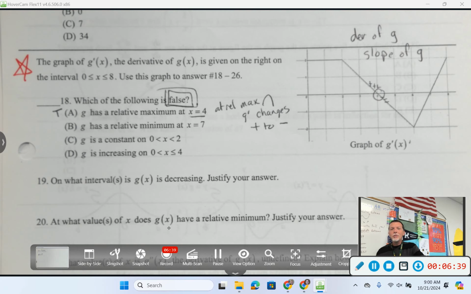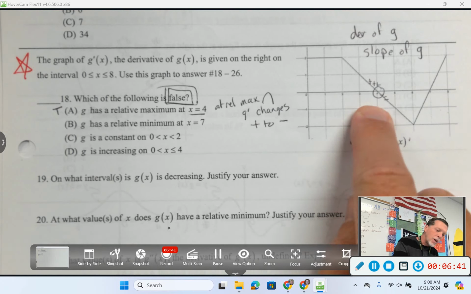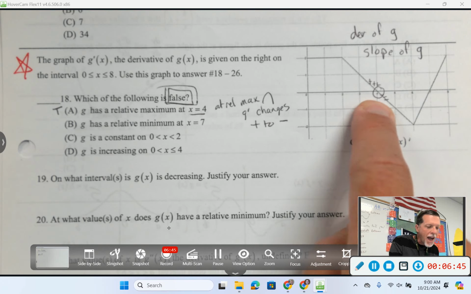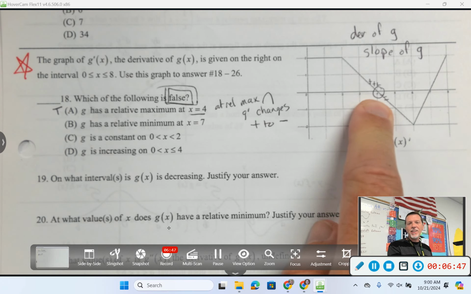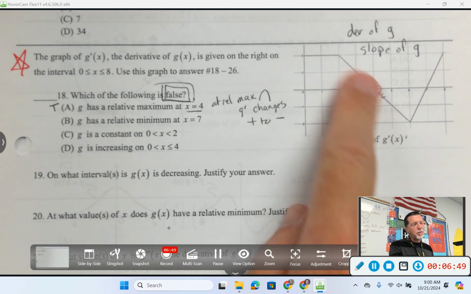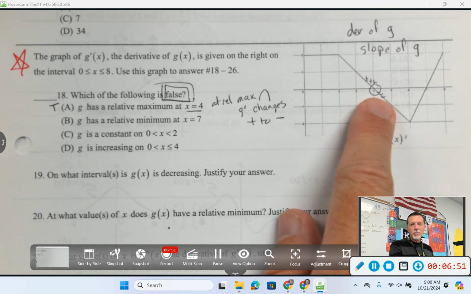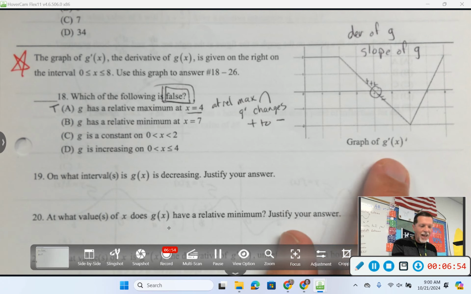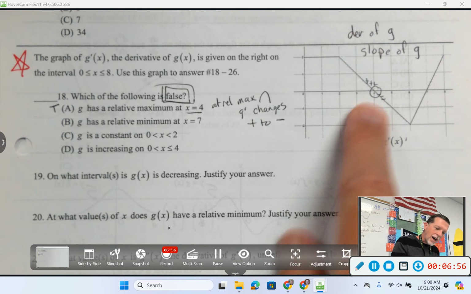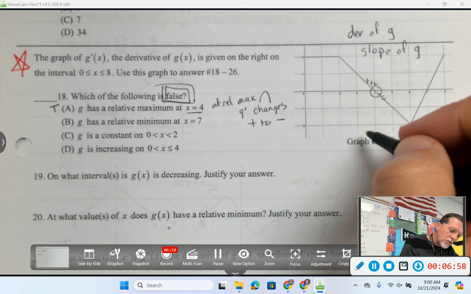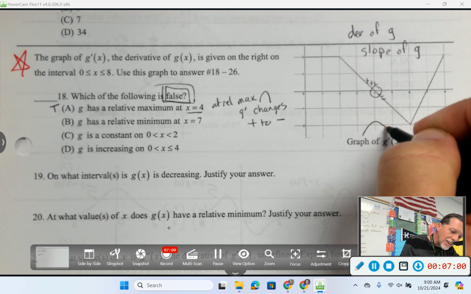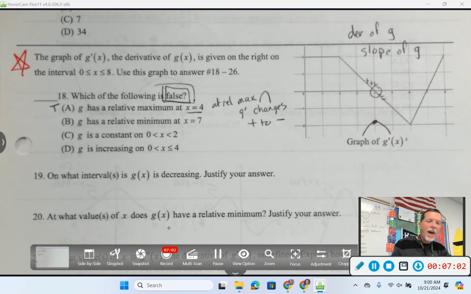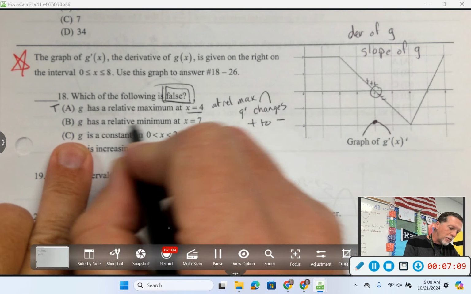That is weird to wrap your brain around, to look at this picture and say the graph of g has a relative max right there. And you're like, that doesn't look like a max. That just looks like it's some spot on the line. But it's an important spot on that line because that line is g prime, and that spot is where g prime is changing from positive to negative. So there is a max at x equals 4. Okay, we'll speed it up as we move forward here.